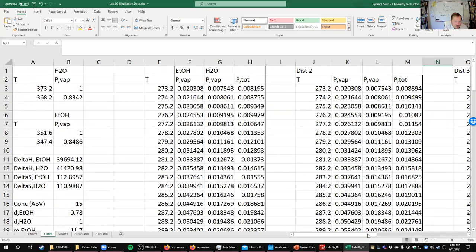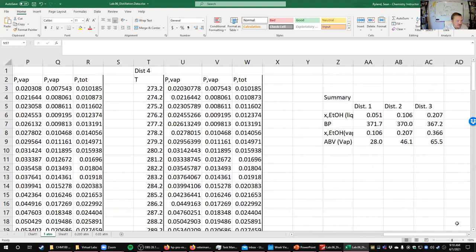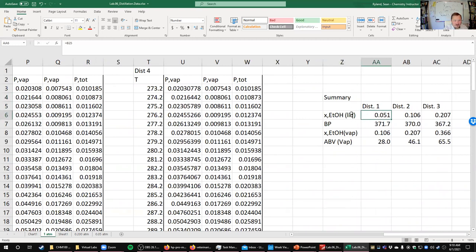And so then I had my spreadsheet set up with a summary over on the right-hand side where I just pulled out the numbers I had calculated: mole fraction of ethanol in liquid phase, the boiling point, mole fraction of ethanol in the vapor phase, and the alcohol by volume of the vapor phase. And so this is all just repeating the same thing that we did for distillation one. Find where the total vapor pressure hits one atmosphere. Figure out what the mole fraction of ethanol is in the vapor phase above that. Turn that into alcohol by volume.